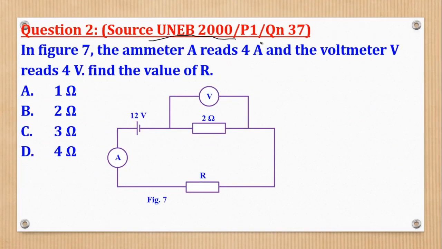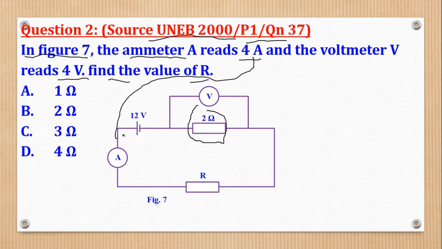Then question 2 came from UNEB, paper 1, question 37, and says, in figure 7, the ammeter reads 4 ampere and the voltmeter reads 4 volt. Find the value of R. So voltmeter is the PD across the 2 ohm resistor, and the ampere is the total current, because current flows from the positive terminal through the resistors and back through the negative terminal.